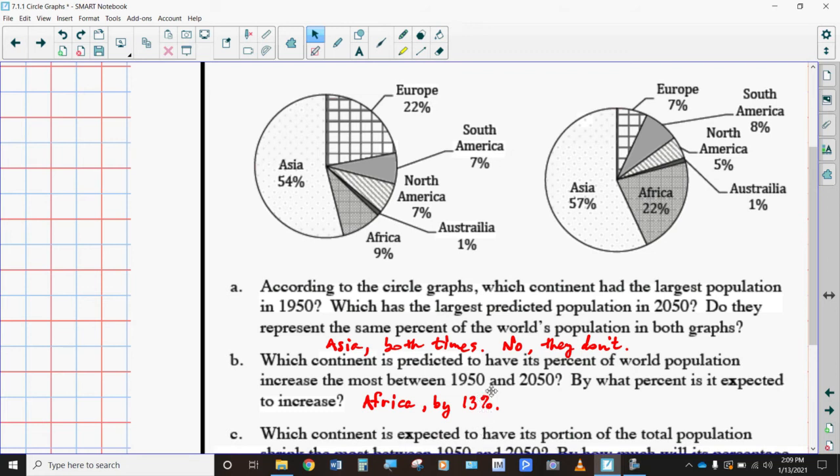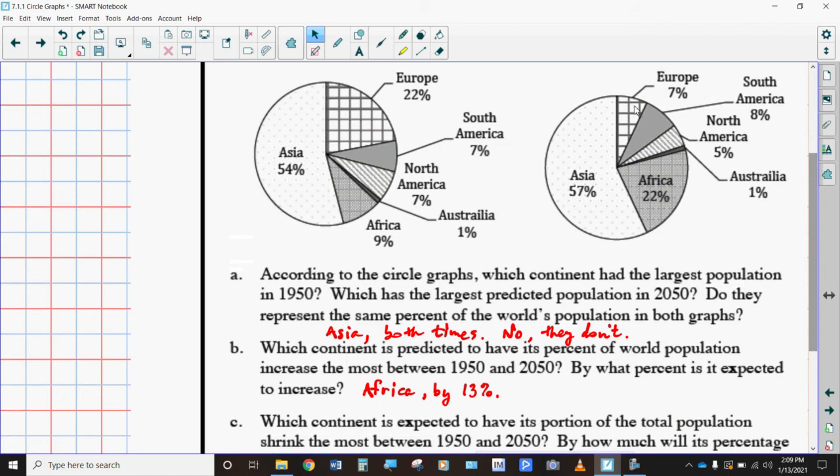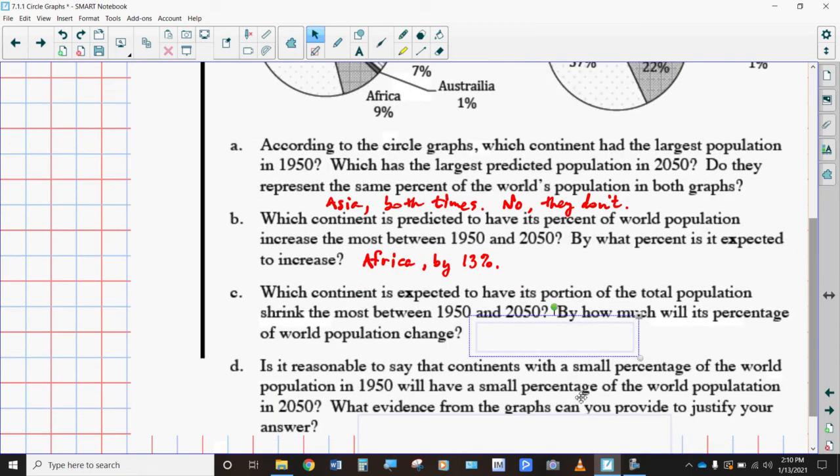It increased by 13%. And it says, which continent is expected to have its portion of the total population shrink the most over this 100-year period? And by how much will its percentage of the world population change? So which one looks like it shrank the most? Europe went from 22 to 7. How much of a drop is that? About 14, 15 percentage points? North America went down, but only a couple. And those are the only two that went down, Europe and North America. So we would say Europe is the winner for this question by 15 percentage points.